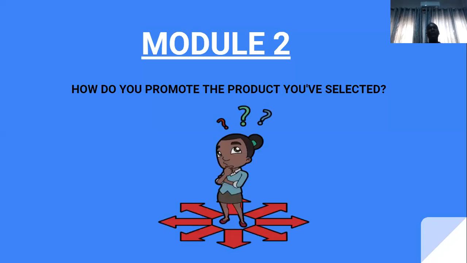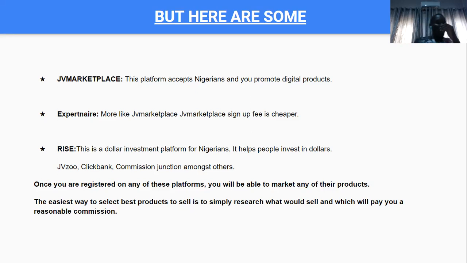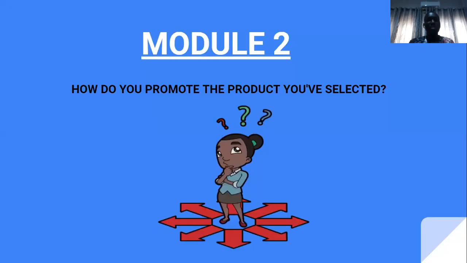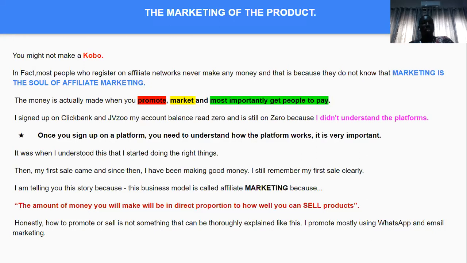So module two, how do you promote the product you've selected? Once you found a product, let's say my course, how do you now start promoting the product you have selected? There are lots and lots of ways to promote. But one thing I have to point out to you is, no matter who you are, no matter what you think, if you don't understand this part, you might never make a kobo doing affiliate marketing. In fact, most people who register on affiliate platforms never make money.